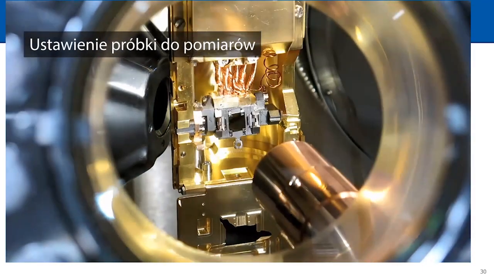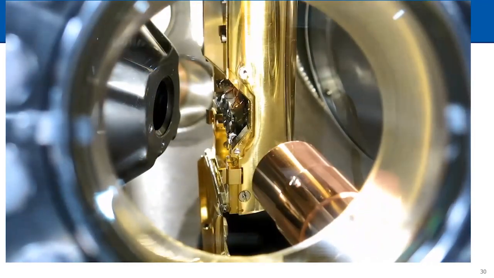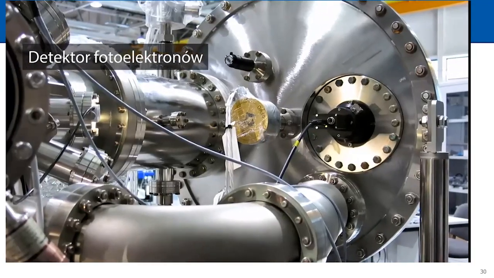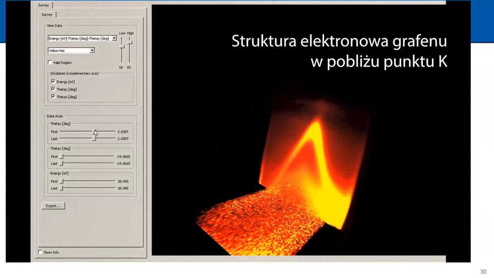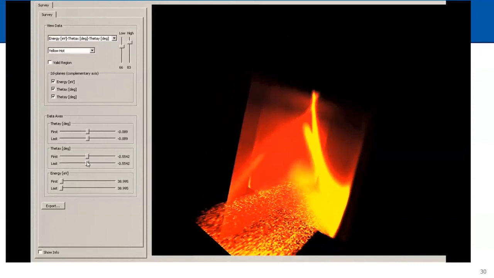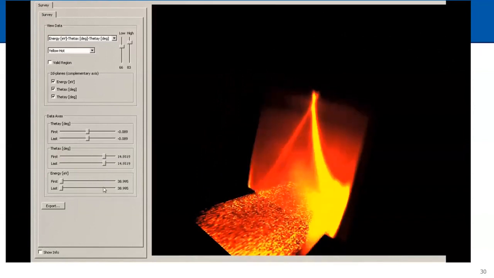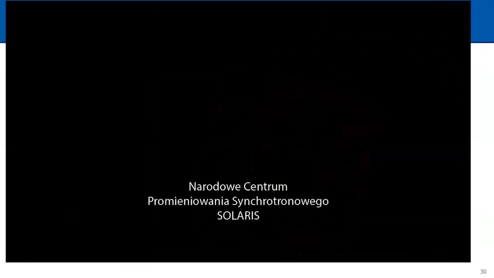And next, we can rotate our sample to our detectors, and we can measure band structures of graphene on silicon carbide. And here we observe the electronic band structure near the K point. Okay.